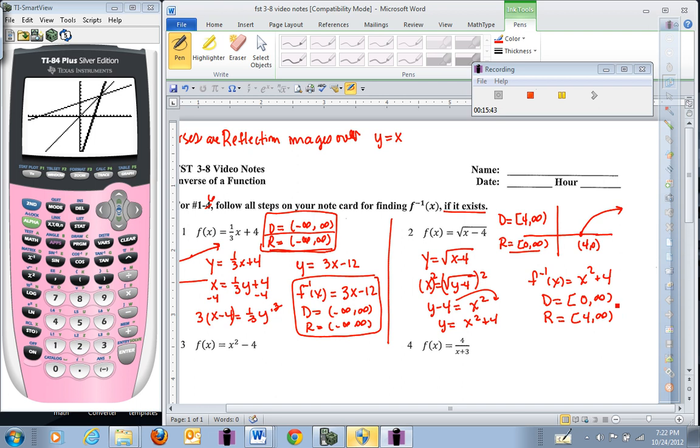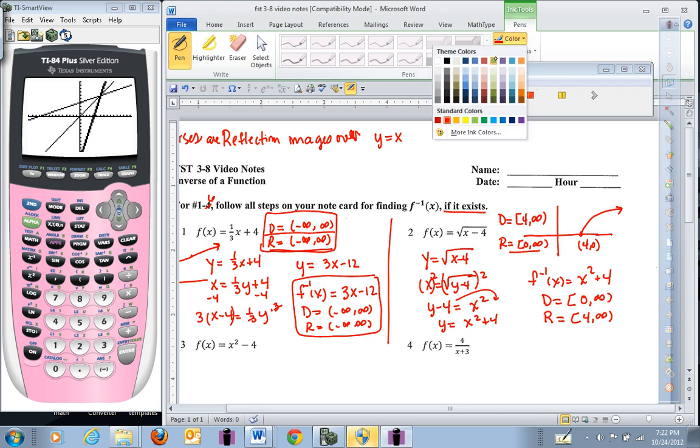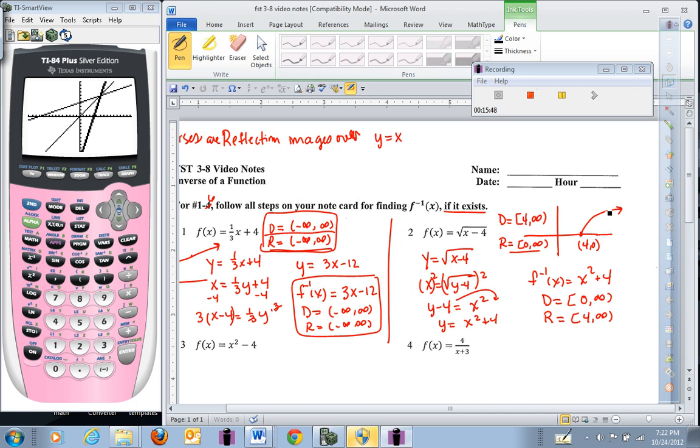Now, this is what we know about this. We know that the inverse of this function is not going to be this whole parabola, is it? But we're only starting at 0, 4, and we're going up from there.